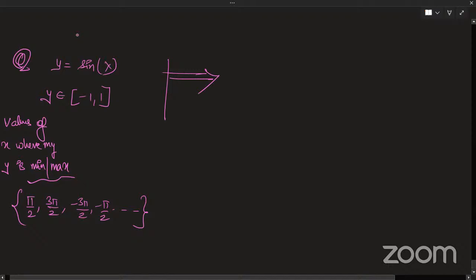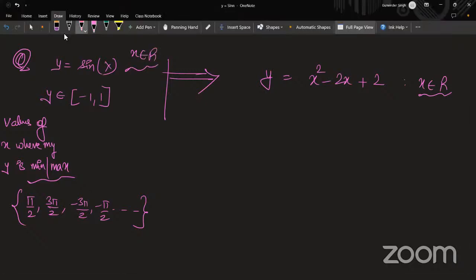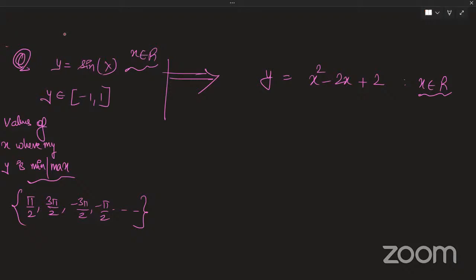I was just relating it to this question. I have a curve y is equal to x square minus 2x plus 2. Obviously, x belongs to all real numbers here also and here also. So there is no restriction on the domain. Obviously, you can tell me what is the minimum value of this function? What is the minimum value of this function?